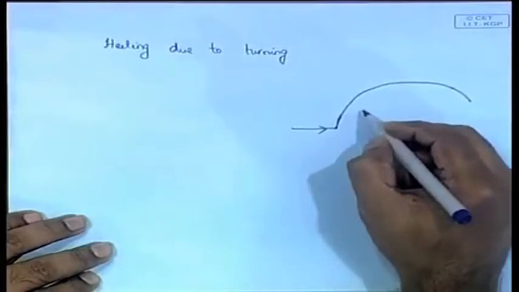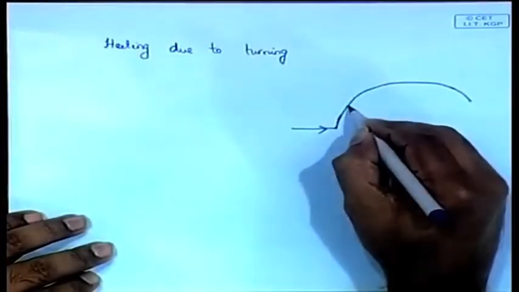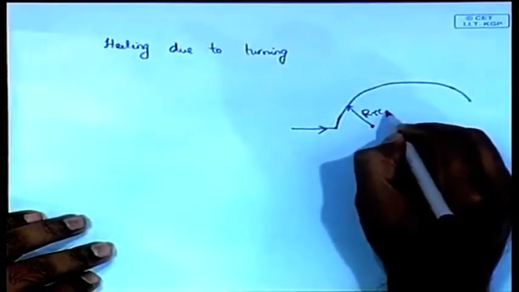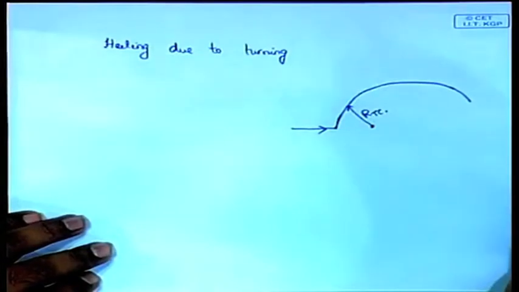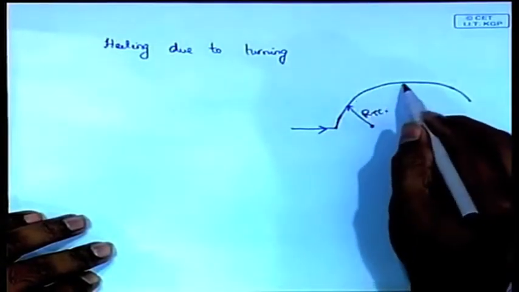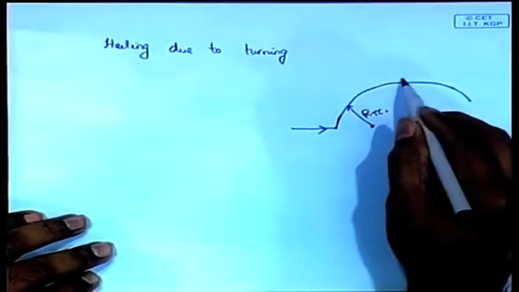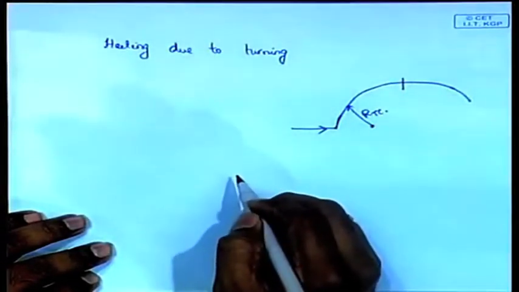Now let us assume that the ship is turning through a radius. This radius is r, Tc stands for turning circle, radius of the turning circle. So this is the turning circle, so the ship is turning like this up to this. Now this is r Tc.